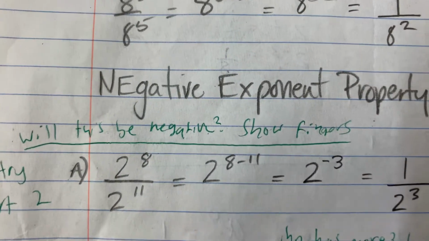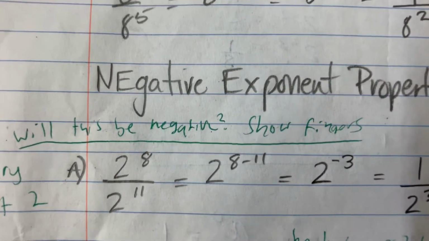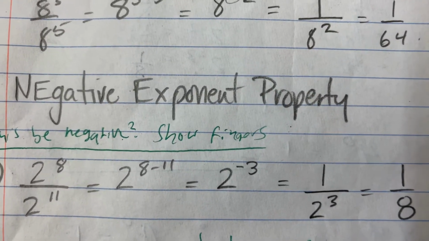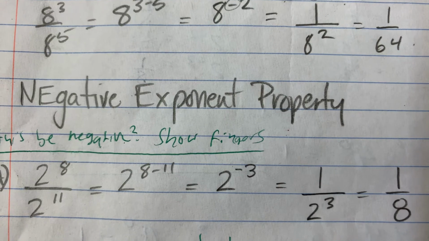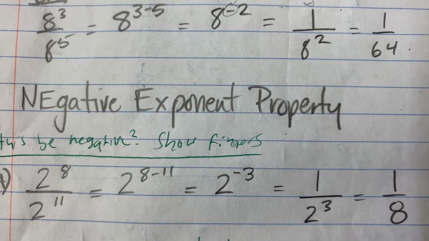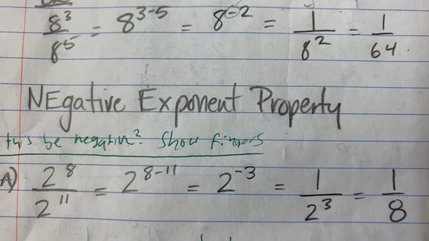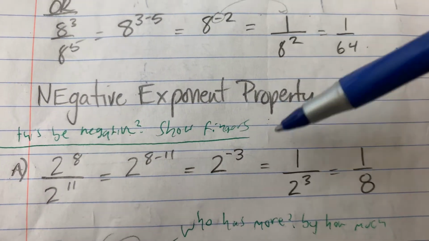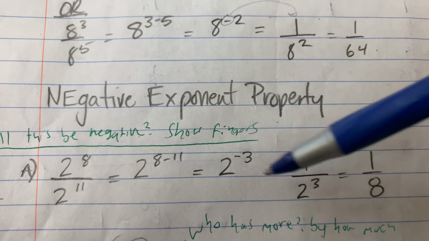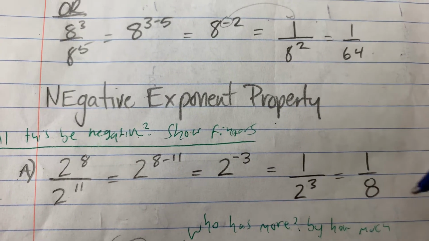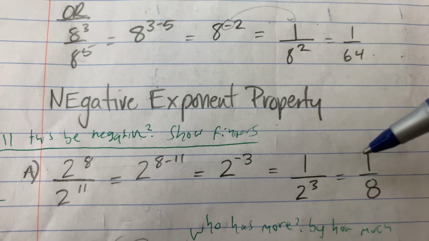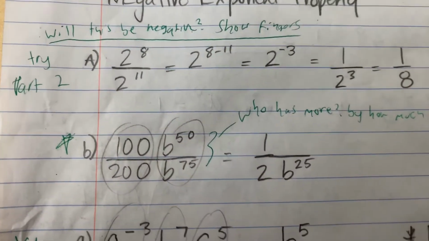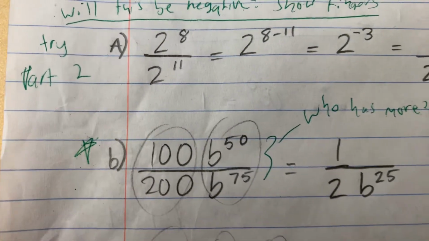Here's an example of that. Same style of problem, just a different problem. 2 to the 8th divided by 2 to the 11th is 2 to the 8 minus 11, which is -3. And that little negative sign becomes 1 divided by. The 2 to the 3rd becomes your denominator, and 2 to the 3rd power is 8. So 1/8. Check the faint circles.